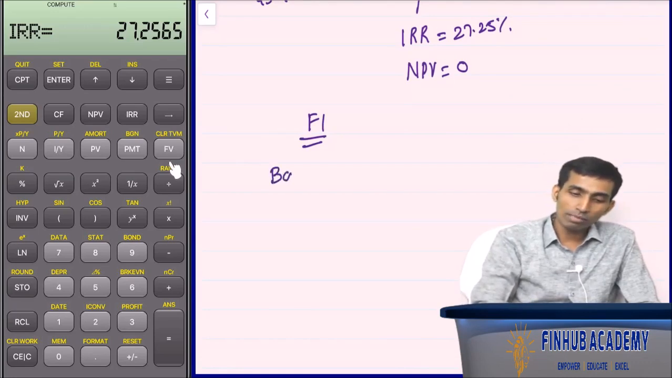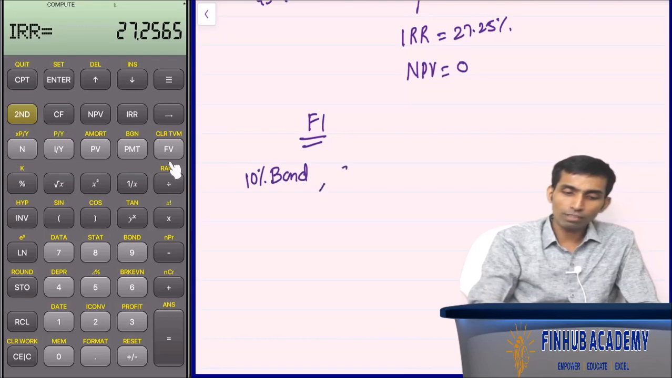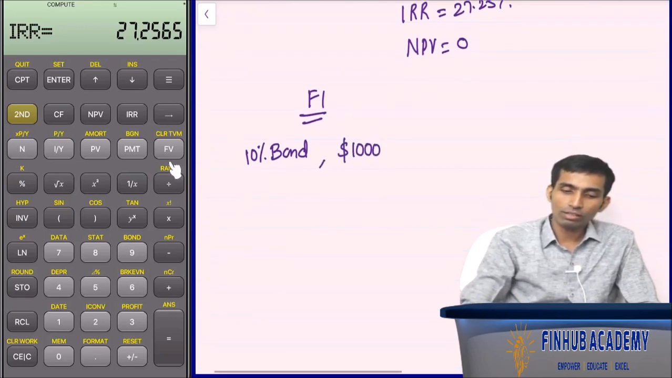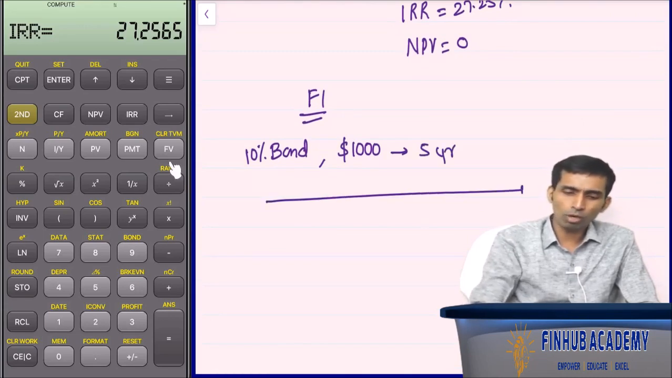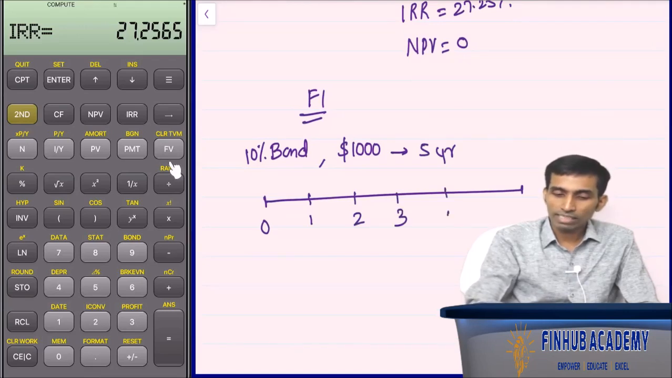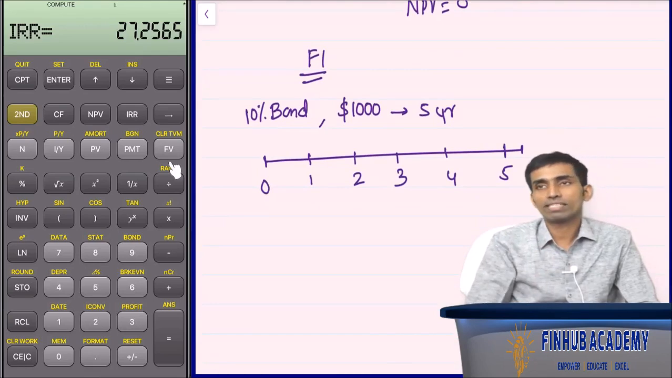Let's say there is a bond. In a bond, let's say it is a 10% bond and $1,000 is the face value, and it's a 5-year bond. How many years? 5 years. So what is the commitment in a bond? Bond means debenture. We'll be starting with this subject. It's an important subject, so you will have sufficient time to revise.